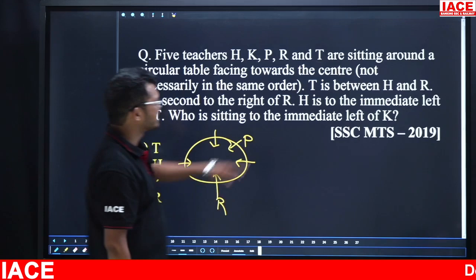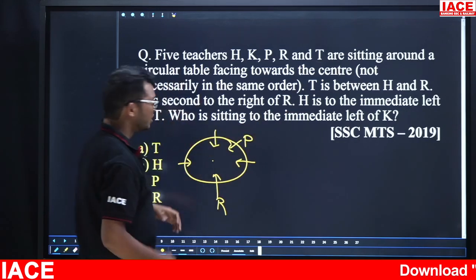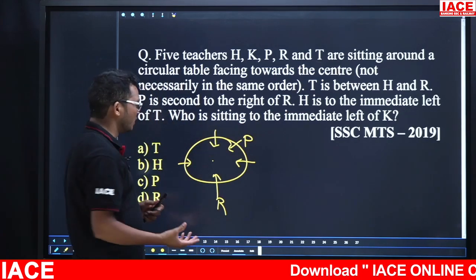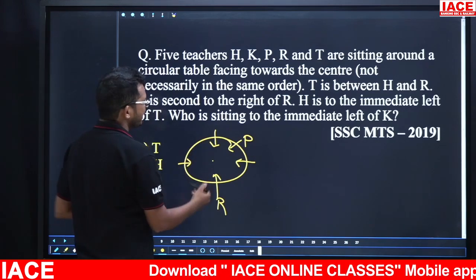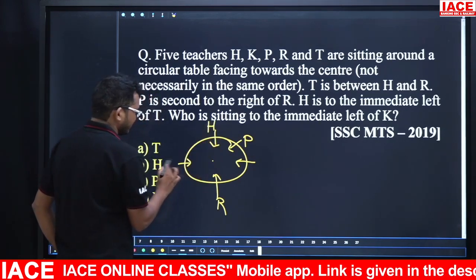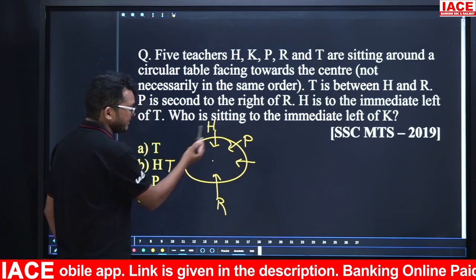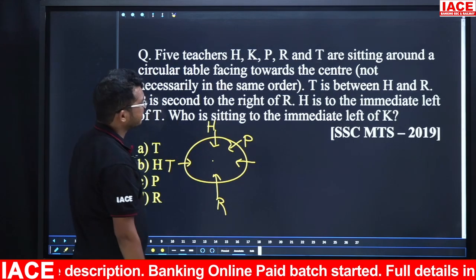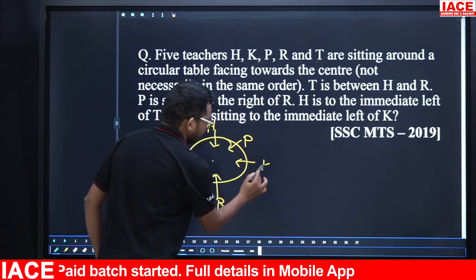Next point, H is to the immediate left of T. So H and T are both immediate, and there is only one possible place for this one. Now H is immediate left of T, so this one is T. T is facing inside. For T, the immediate left is H. Now the remaining person is K, so take this one as K.